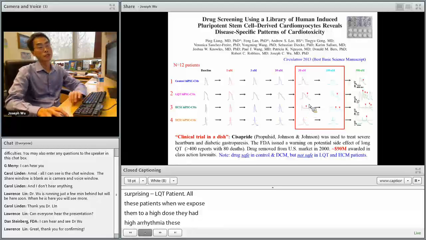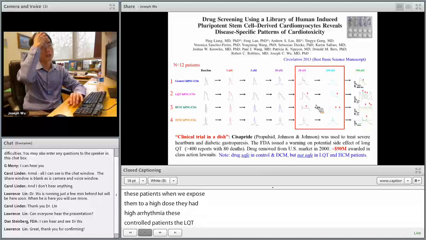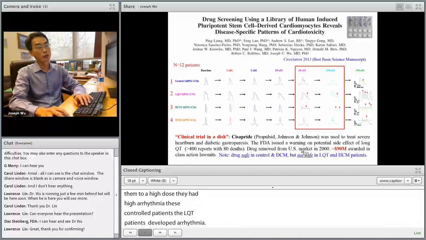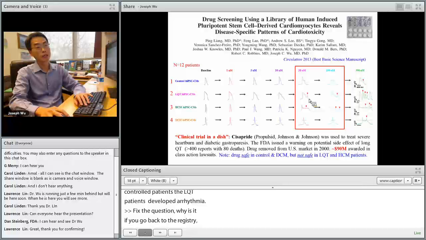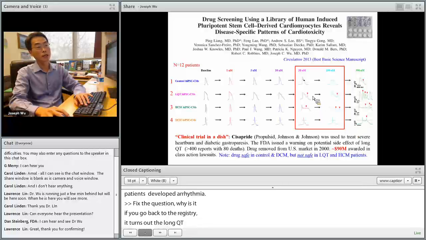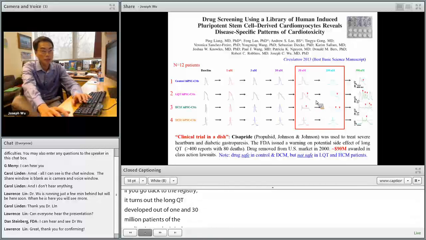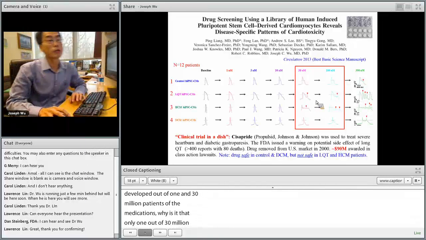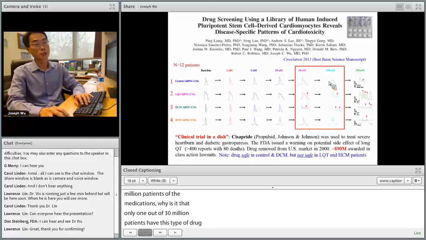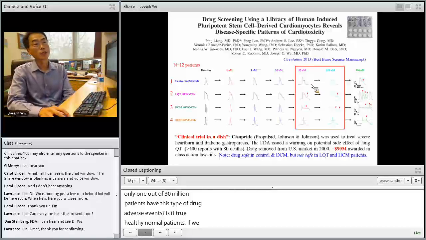So this is very interesting to us because it begs the question, why is it that if you go back to the registry, it turns out the long QT, the torsades, develops in 1 out of every about 30 million patients who took the medication? Why is it that only 1 out of 30 million patients had this type of drug adverse event? And is it really true that healthy, normal patients, which is most of us, if we were to take cisapride, we would develop arrhythmia? I think this data argues that healthy patients should be fine.